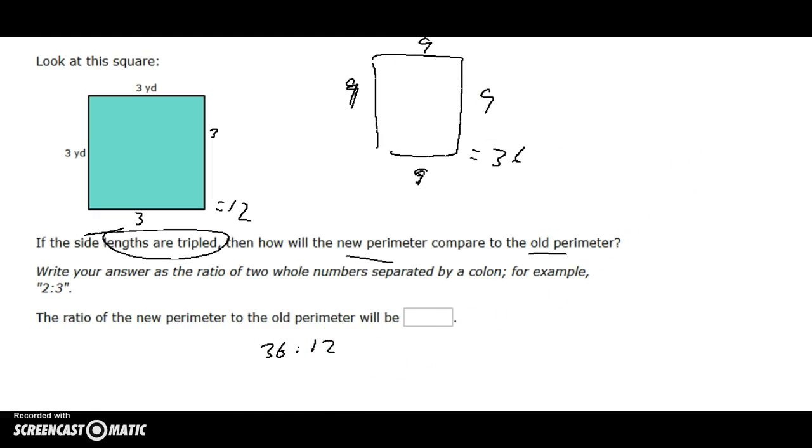Well, let's take this over here and let's simplify this. 36 to 12. So there's a lot of ways we can do it. We can figure out what number goes into both those numbers. We could do 2 because they're both even. We could do 3. 4 goes into them. 6 goes into them. But did you know that 12 goes into them? And 36 divided by 12 is 3. And 12 divided by 12 is 1. So it's 3 to 1. The ratio between the new and old is 3 to 1. The new one is 3 times bigger.